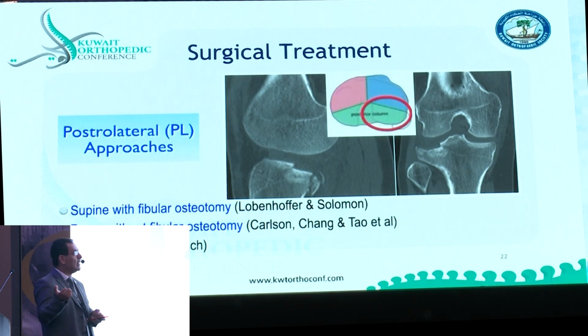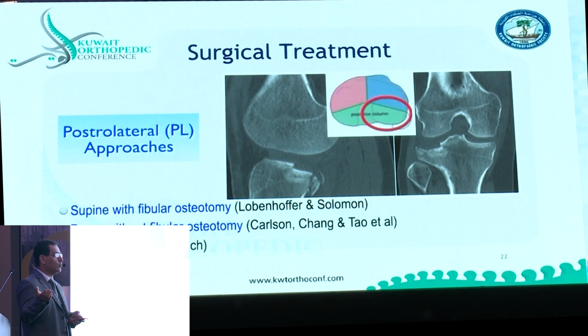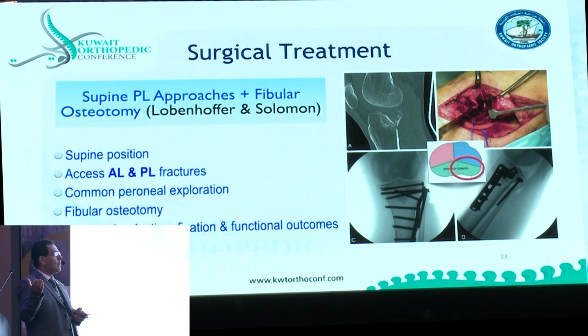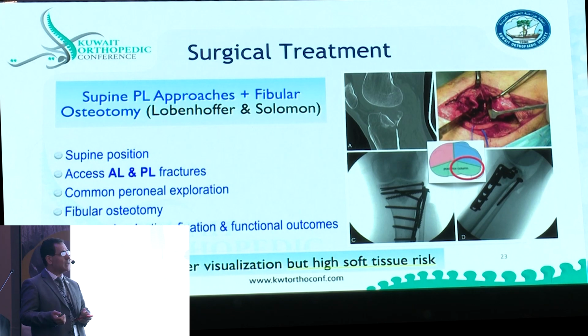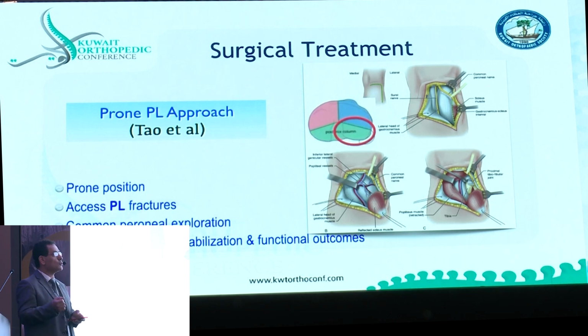Now we will go to posterolateral approaches. You have 3 approaches: supine with fibular osteotomy, prone without fibular osteotomy, and the extensile, most recent approach by Frosch. Supine posterolateral approach needs fibular osteotomy, and this is destructive. The problem with this approach is proper visualization, but with high risk of soft tissue complication. For this, we go to prone posterolateral approach, modified by Shang and Tao.